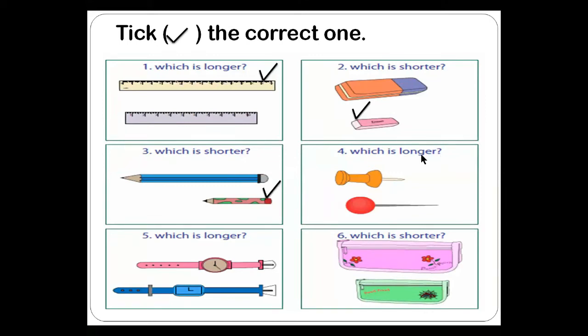In the fourth one, which is longer? We have two types of pens. Which is longer? Second one is longer. We put the tick on it. In the fifth one, which is longer? We have two wrist watches. So which is longer? First one or second one? Pink one or blue one? Yes, blue one is longer, so we put the tick on it.